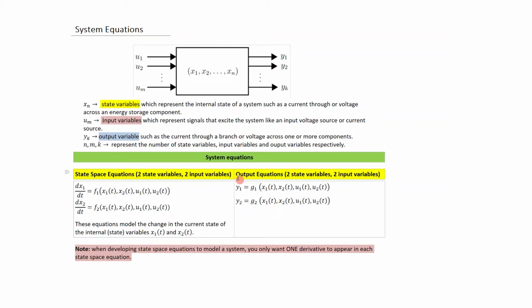Right? The output equations would take on a form like this. Output equation 1 would be a function of x1, x2, u1, u2. Similarly, output 2 in this case would be a function of x1, x2, u1, and u2. All right, just an important note: when developing state space equations to model a system, you only want one derivative to appear in each state space equation. So you've got to somehow manipulate things into a form that looks like this. And the output equations look like this. Then you have your starting point, and then we can do things with these equations.